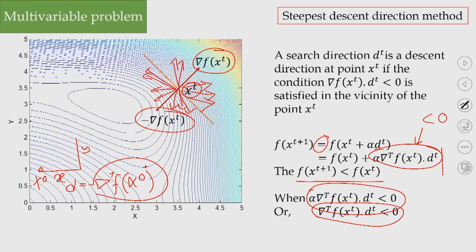Therefore, we can apply this method iteratively. Suppose you are here, this is your x naught, you are calculating the gradient, then you are going along this direction. So, you are getting x 1, then you calculate the gradient, go along the negative of the gradient, and then you find out x 2, something like that. So, I can change my direction, and finally, I will get the optimal solution after a few iterations.